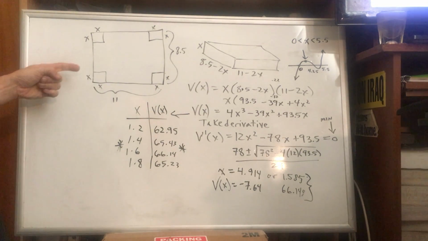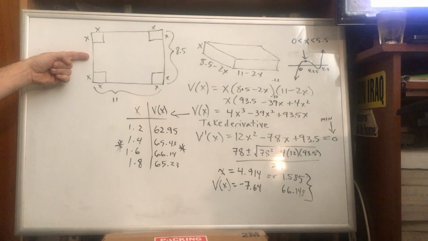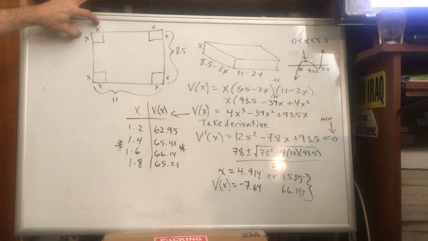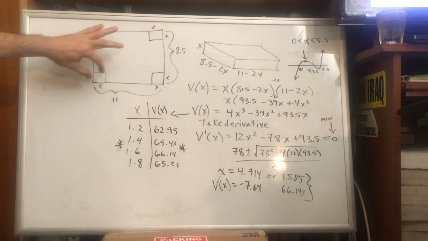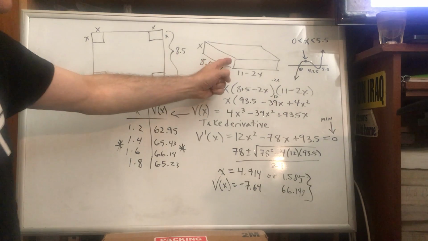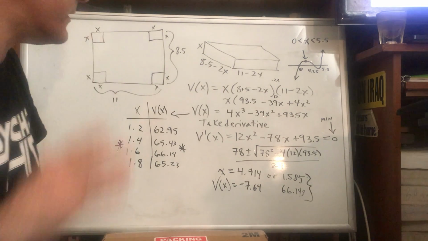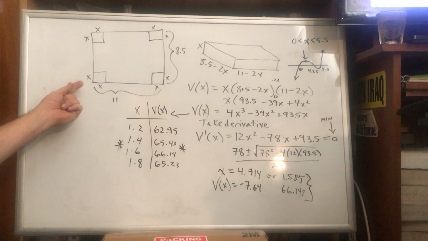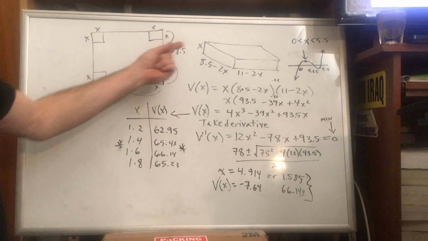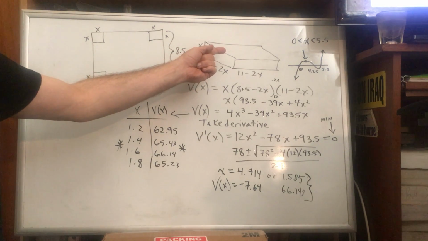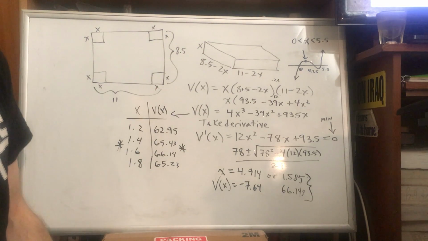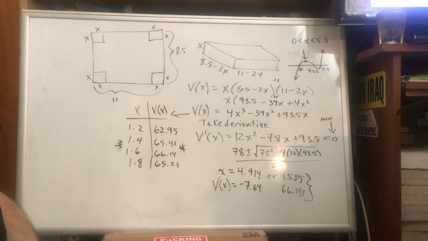Okay, so here is the piece of paper, 11 by 8.5, and I'm going to label the squares that we're going to cut off x. And then what we'll do is fold that over and make a box. So the question is, what should the size of the squares be to maximize the volume of the box? Now, we've done this problem before last semester. You might remember when we were learning derivatives.